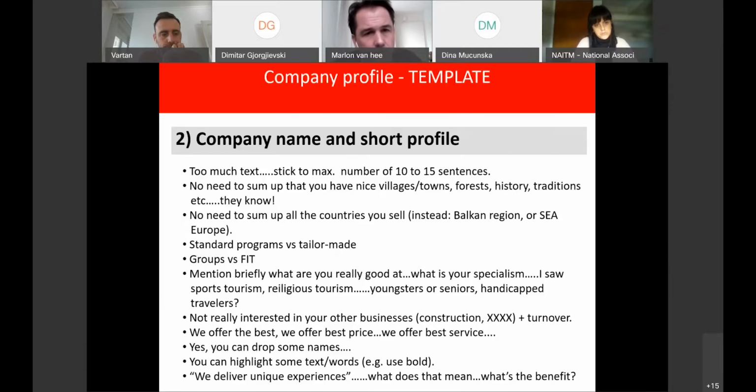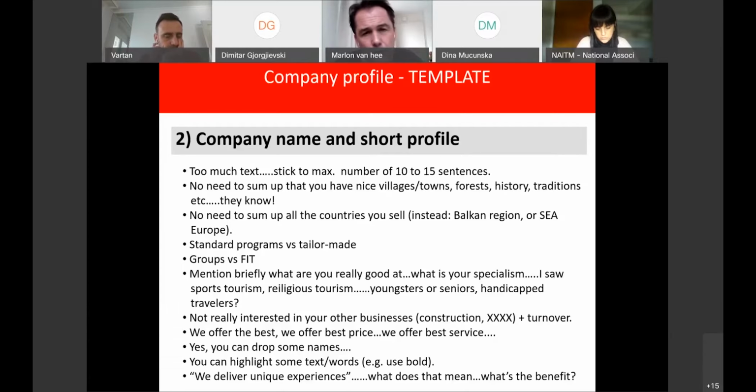Also, you don't need to sum up all the countries that you are selling. I saw some short profiles where I saw like 10 to 15 names of countries. Try to capture that, summarize that by simply putting we cater, we sell all the destinations in the Balkan region, or we sell almost all countries in Southeastern Europe.